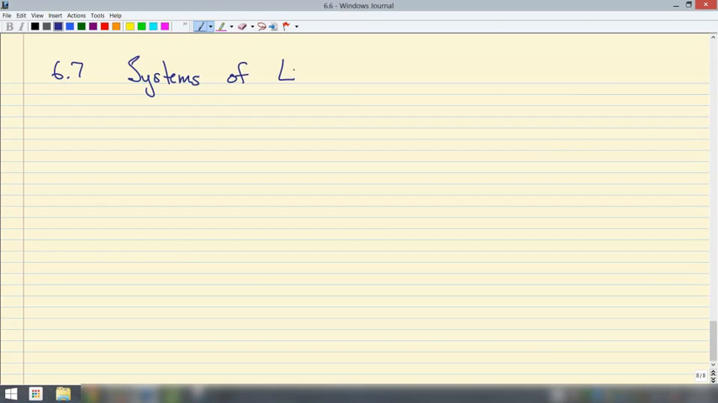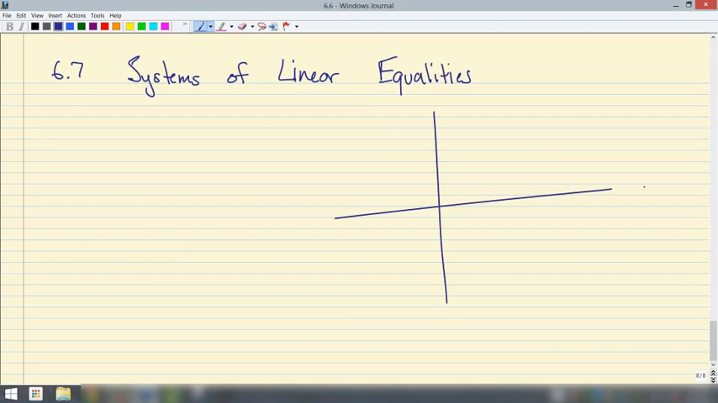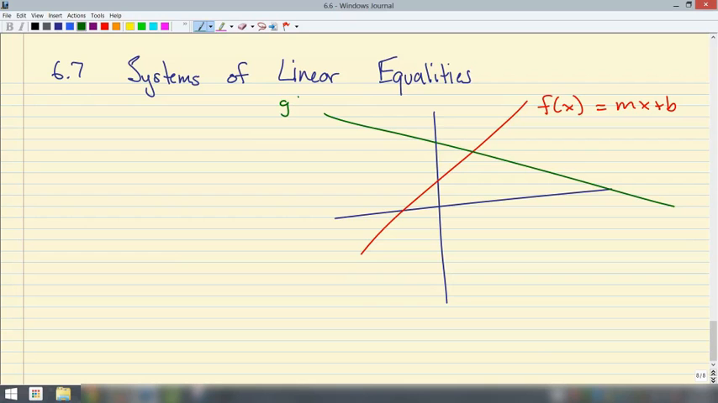Systems of linear equalities. When you solve systems of linear equalities, we showed you a couple different ways. Specifically when it came to graphing, we'd say draw the first line, f of x equals mx plus b. Graph the second line, g of x equals mx plus b. And tell me where they intersect. And you'd look at the graph and you'd say, yeah, right about there.